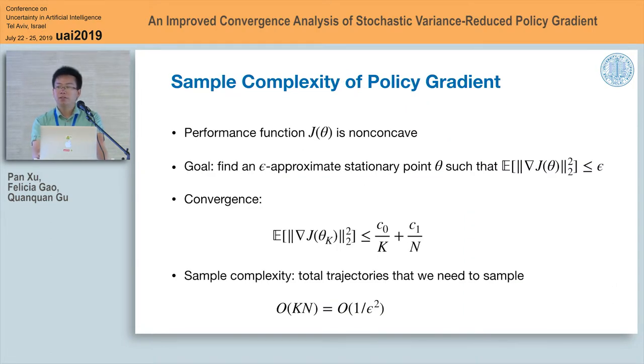Since the performance function is non-concave, gradient ascent is guaranteed to converge to a stationary point of the performance function. In particular, we define an epsilon approximate stationary point theta as a point that ensures the squared gradient norm to be upper bounded by epsilon. By standard analysis, similar to SGD, we can show that the convergence rate of the policy gradient is dominated by two terms. Here, K is the total iteration of the algorithm, and N is the sample size at each iteration.